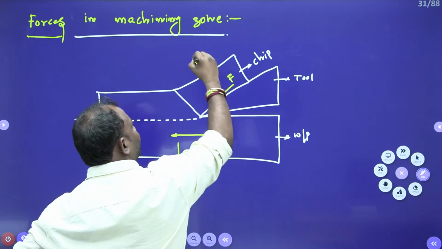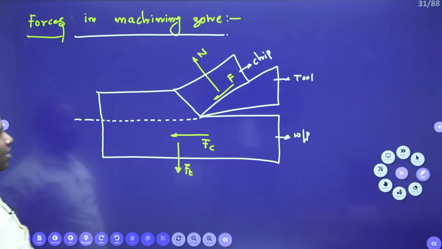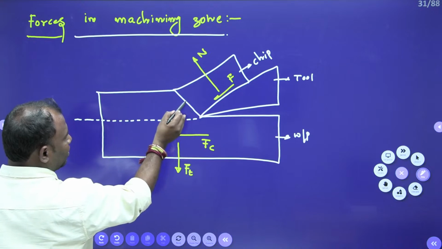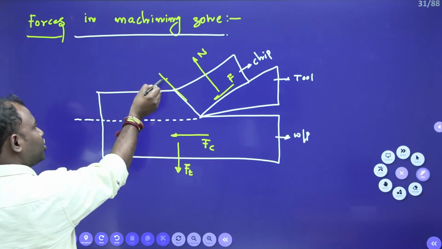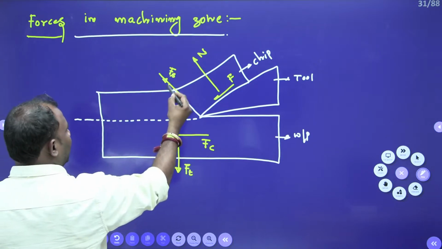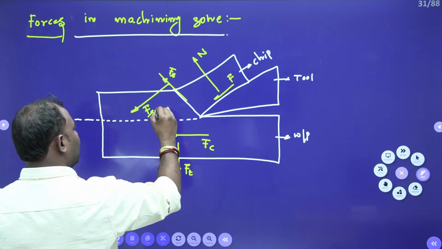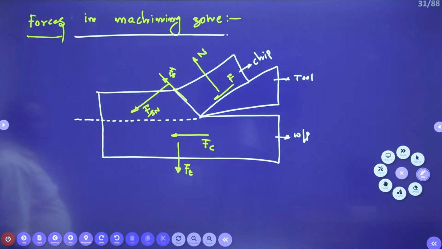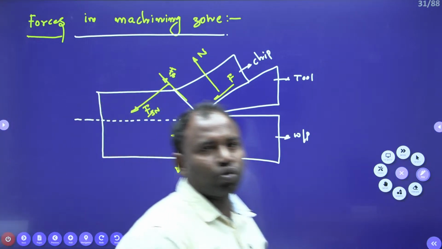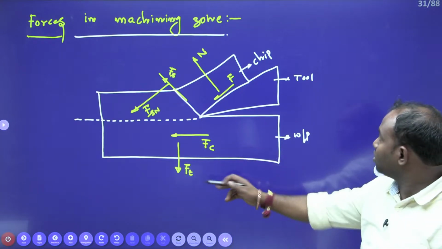Now, normal to friction, the normal force is going to act. Now, exactly on the shear plane, the shear force, Fs, is going to act. Normal to the shear force, Fsn is going to act. So, there are a total of 6 forces going to act in the machining zone. What are they? Cutting force, thrust force.